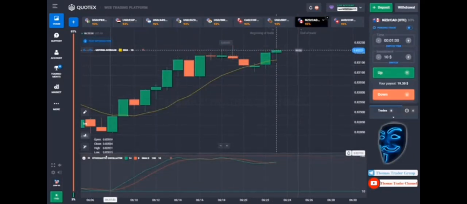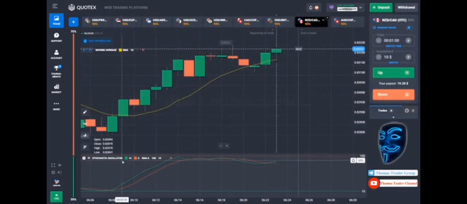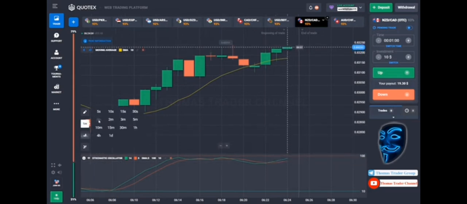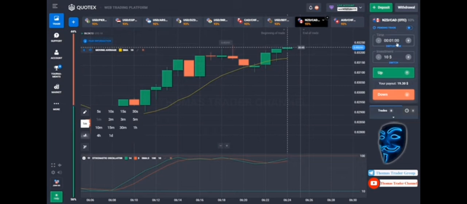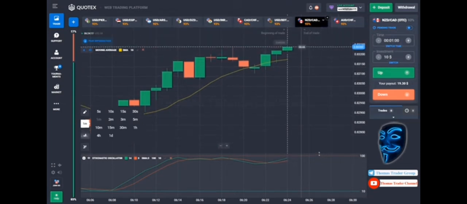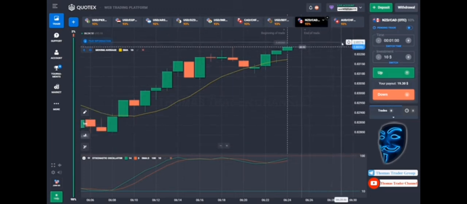And the second indicator is stochastic oscillator. And today we are using 1 minute time frame for the candlestick, and we are going to start with $10 investment. We are going to open the position in 1 minute time frame. Let's find the market. Over here we can open buy for 1 minute.